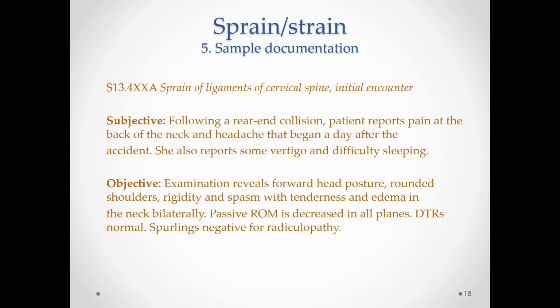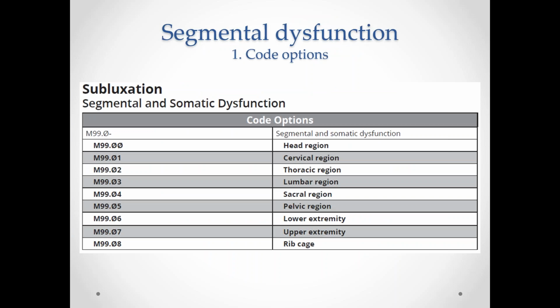Okay, those were the 5 things I wanted to cover for sprains and strains. Now I'm going to cover those 5 things for segmental dysfunction. These are actually the most common codes we use. So the first thing I want to look at is what are the code choices or the options in the ICD-10 book for segmental dysfunction? Well, you got your M99.0s, right? And they're separated by different regions of the body, so you can see here which regions they are.